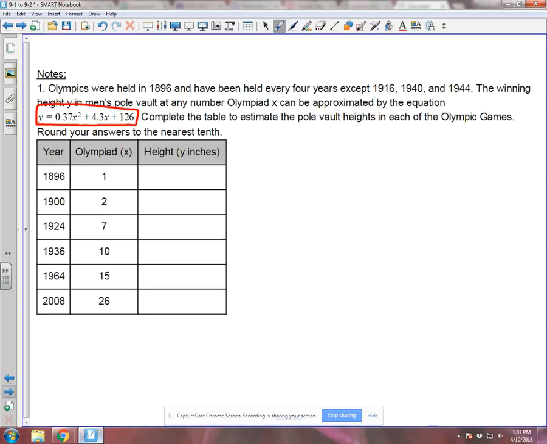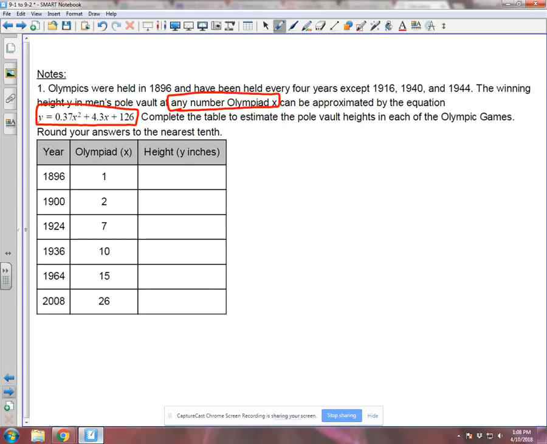I don't need Desmos, but I do need the equation. For the X, what is X? The number of Olympiad X. Everybody good here? And then figure out what it is.